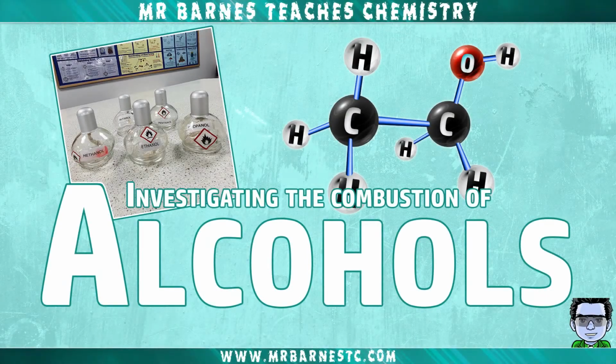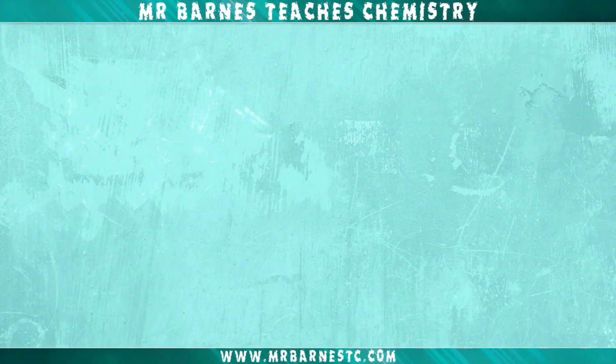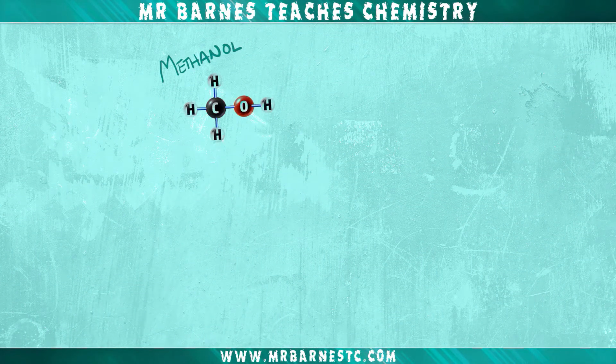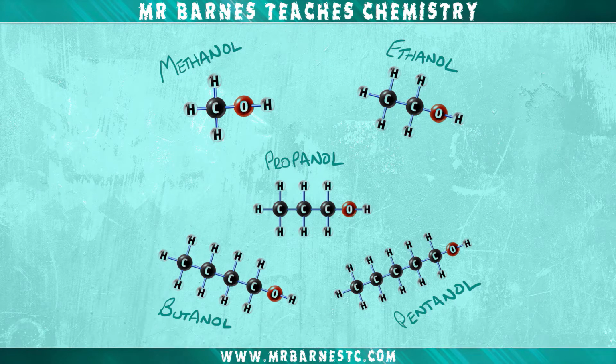Hi guys, welcome to this video looking at how to investigate and compare the combustion of alcohols. Now you may be given up to 5 alcohols, including methanol, ethanol, propanol, butanol and pentanol, and then be asked how to find out the temperature rise per gram. So let's have a look at how to do that.